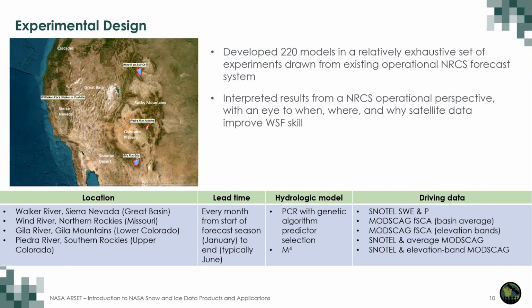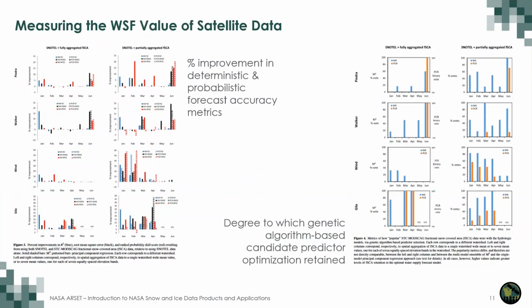Which hydrologic models did we use? We used that M4 system I just described, as well as the previous NRCS linear prediction model. And we used a whole bunch of different combinations of data: just the SNOTEL snow water equivalent and precipitation data as in the existing operational system, just the MODSCAG fSCA satellite data, aggregated either by total basin average or averages across a series of elevation bands. I won't get into the rationale for that at this point, but I'd be happy to discuss that later, as well as various combinations, mixing and matching these things.